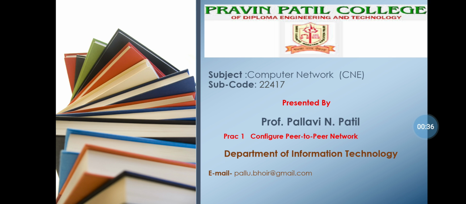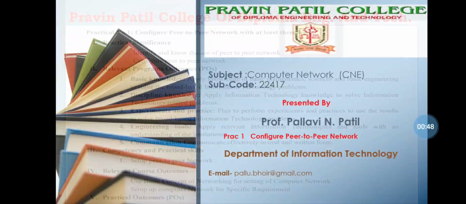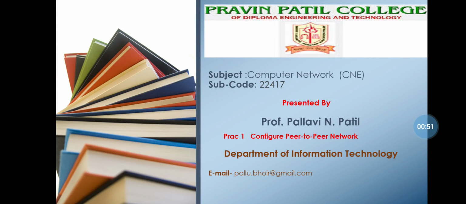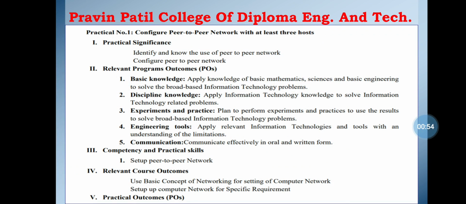So let's see the first practical, number 1: Configure peer-to-peer network. What are the outcomes of this video? The learner will be able to understand what is a peer-to-peer network. So first we identify and know the use of the peer-to-peer network and configure a peer-to-peer network. And the different program outcomes like basic knowledge, discipline knowledge, experiment and practice, engineering tools and communication.